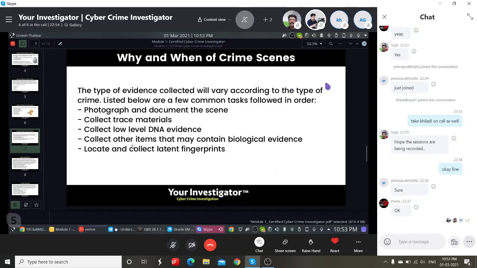The type of evidence collected will vary according to the type of crime. I discussed a murder case, but it could be another sort of crime where a different sort of evidence is collected. Listed below are a few common tasks followed in order.